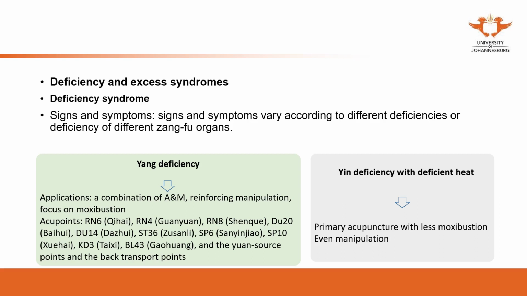For yin deficiency, although yin and yang deficiency are both in the category of deficiency, yin deficiency will cause, or may cause, deficiency heat. In this situation, the patient may present with some heat symptoms. For the heat symptoms due to yin deficiency, we're still going to use acupuncture. We don't use that much moxibustion. We can use even manipulation methods.